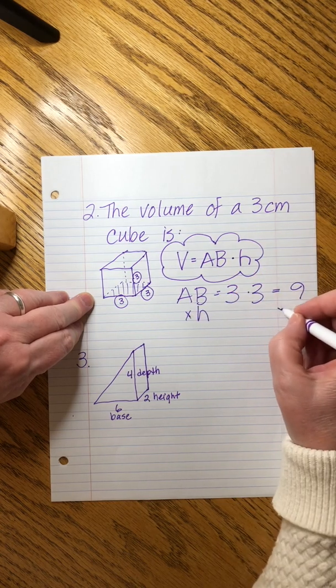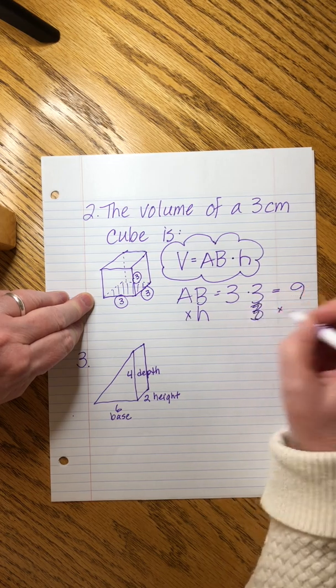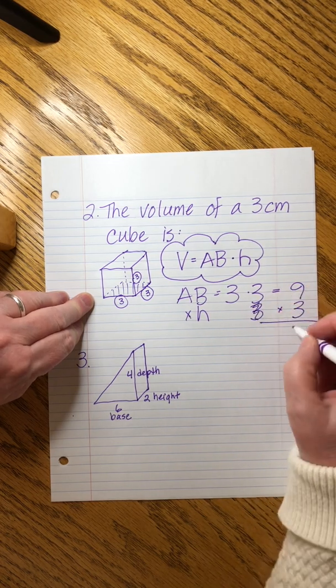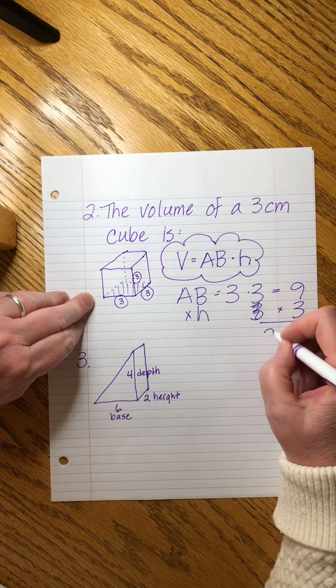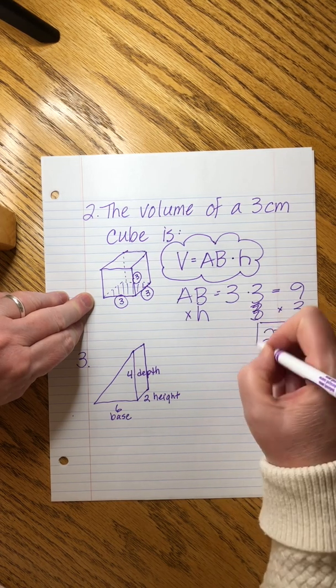In any case, we're going to multiply that by the height, which is 3 again. I don't want to write it there. I want to write it there. And so our answer should be 27 cubic centimeters.